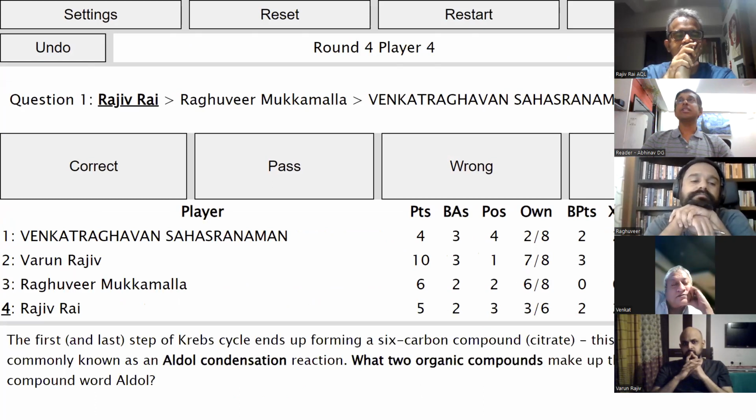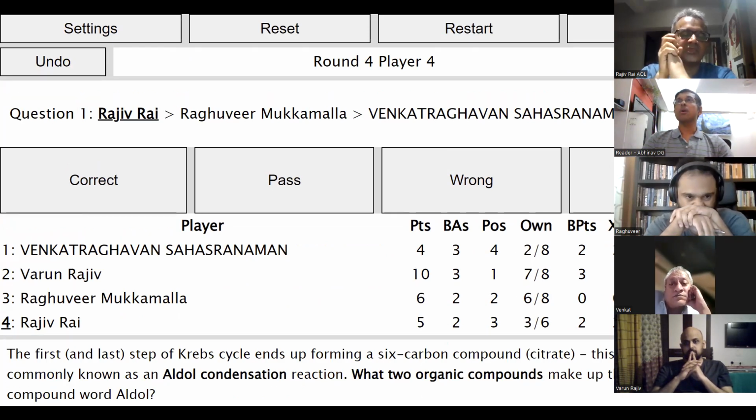Rajiv. The first and last step of Krebs cycle ends up forming a 6-carbon compound, a citrate, that is commonly known as aldol condensation reaction. So what 2 organic compounds make up the compound word aldol? Or let me... Aldehyde. Okay, fine. Go on. Add whatever you add.